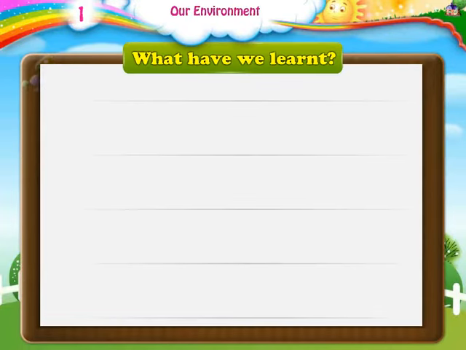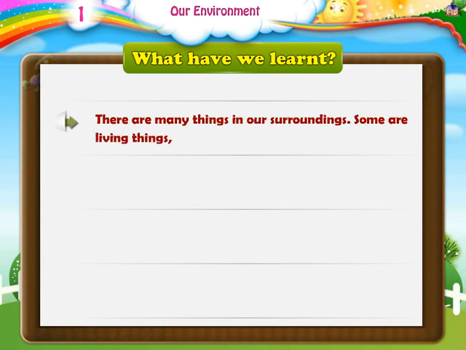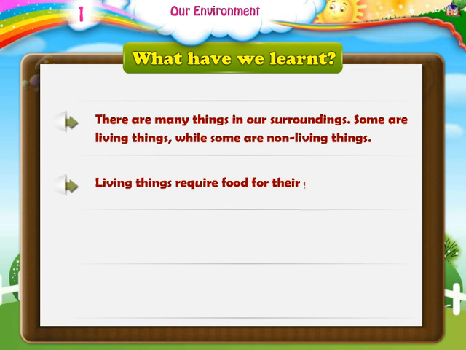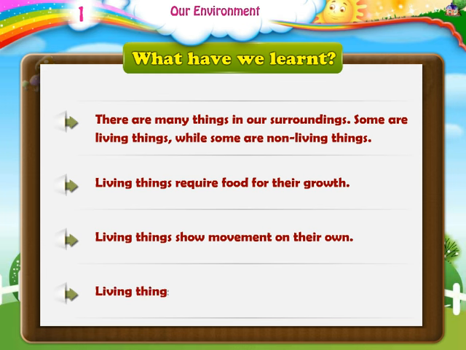What have we learned? There are many things in our surroundings. Some are living things, while some are non-living things. Living things require food for their growth. Living things show movement on their own. Living things produce young ones like themselves.